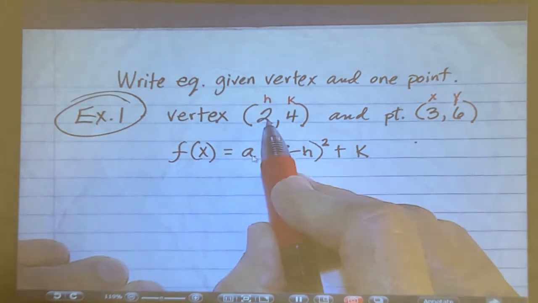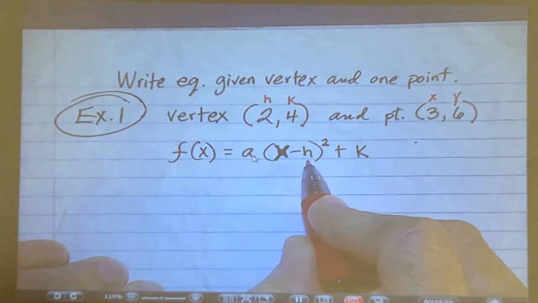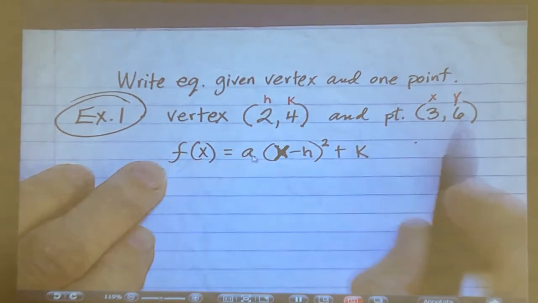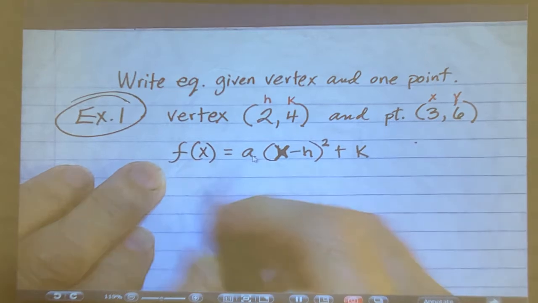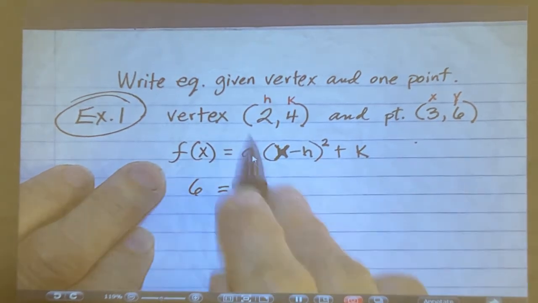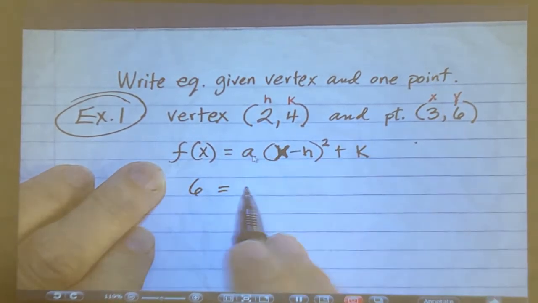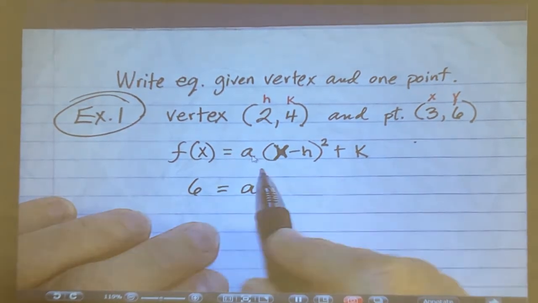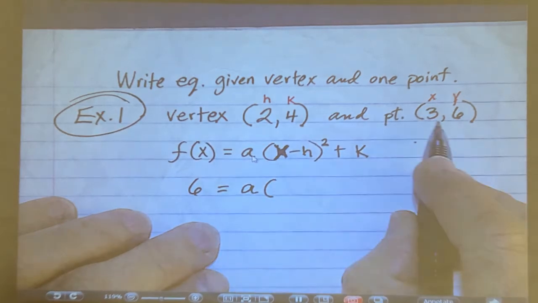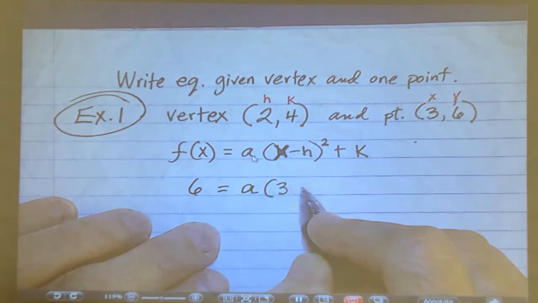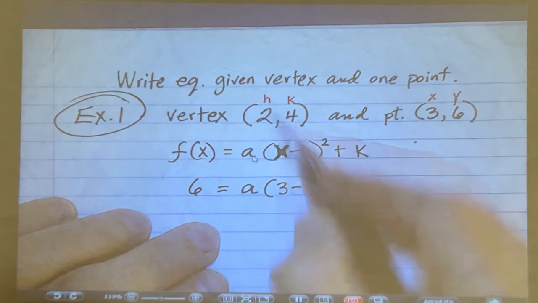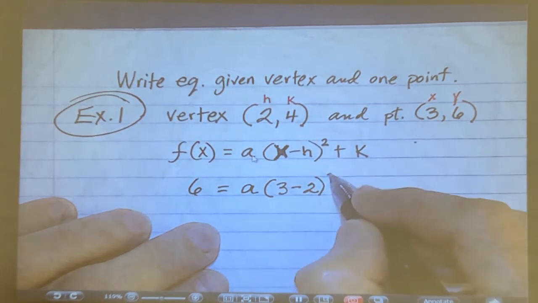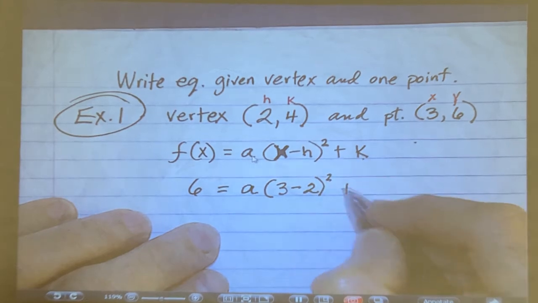So the h is 2. Let's just start left to right. f of x is the same thing as y. Our y value is 6. So 6 equals. Up here I don't have an a value, so I don't know it. I'm just going to leave the a. The x coordinate in parentheses, and the x coordinate is 3. And I'm supposed to be subtracting the h value, which is 2. Don't forget we have to square it. And then we're going to add the k value, so plus 4.